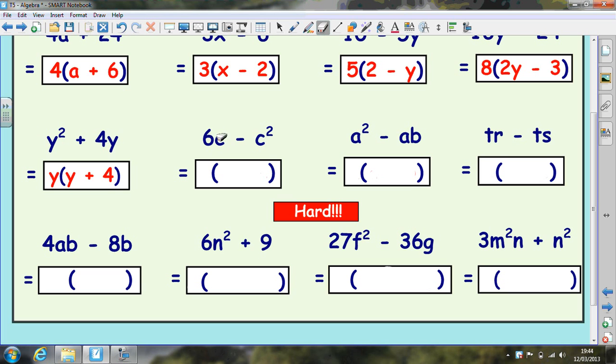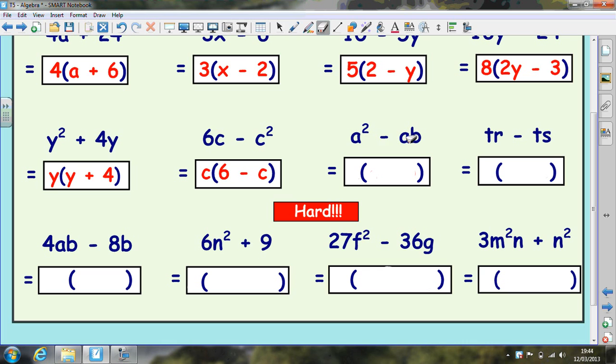Again here, we can't take a number out because there's a 6 here and just a 1. There's no number that goes into both of them. Some people think 1 does, but that wouldn't really factorise for us. Taking a 1 out wouldn't do anything. So you take the c out instead. Okay, so c multiplied by 6 gives you 6c, and c times c makes c squared.